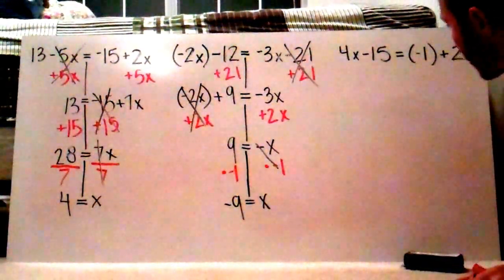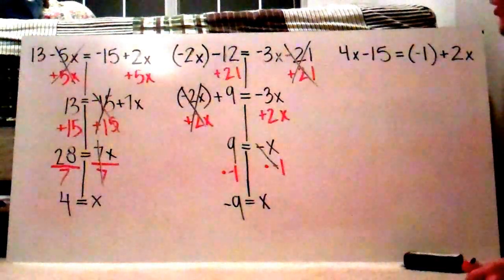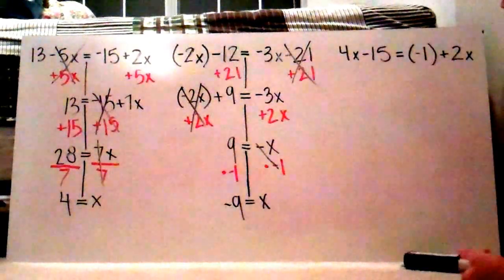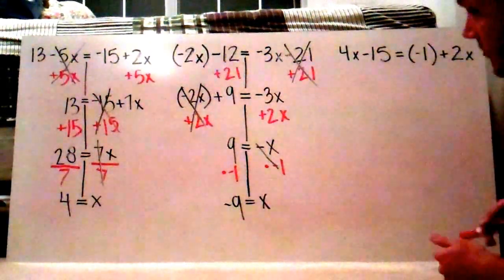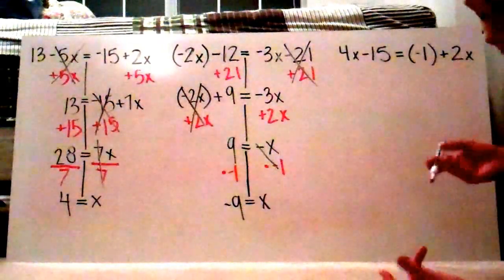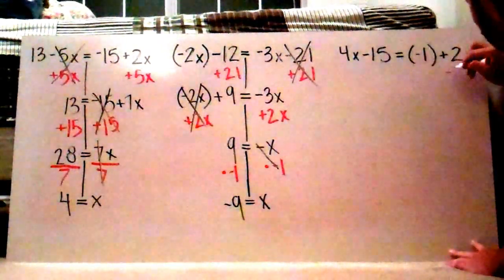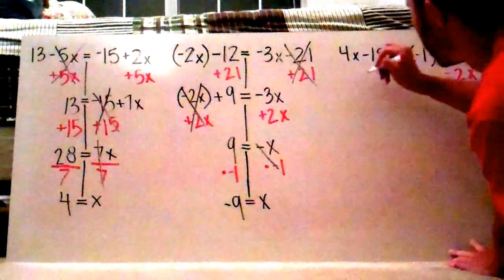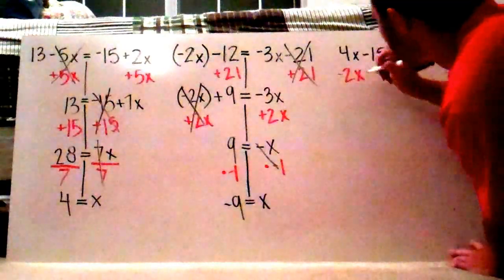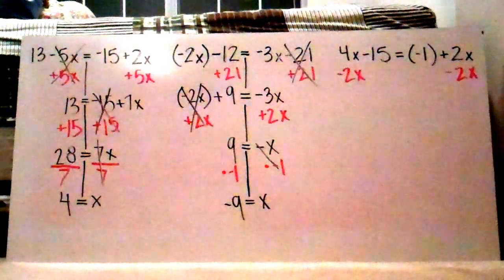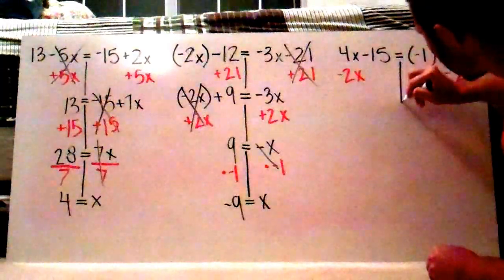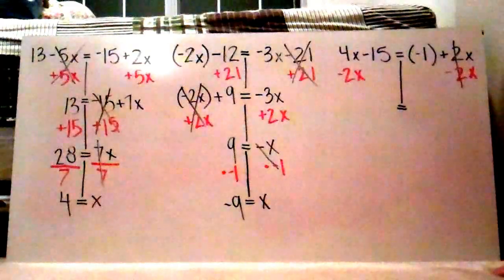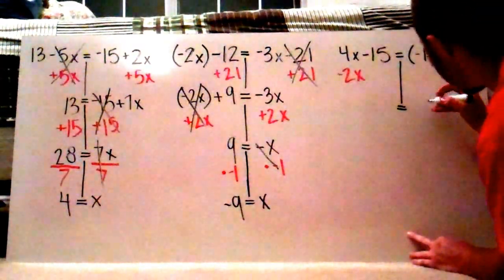Okay, 4x minus 15 equals negative 1 plus 2x. Well, I'm going to start off. I'm going to get rid of that positive 2x on this side. So, the opposite of a positive 2x is going to be minus or negative 2x. Well, that's an ugly looking x. And then, so I'm going to do minus 2x on this side also. All right. There's the equal sign down. These are going to cancel out. All right, so all I have left over here is going to be negative 1.